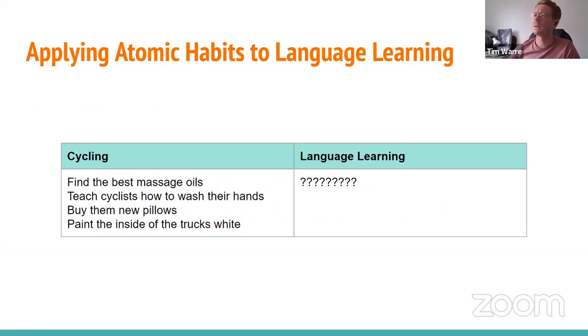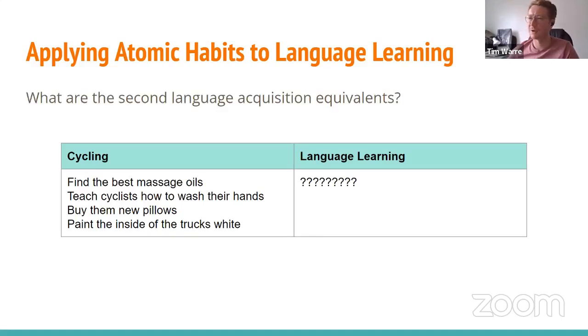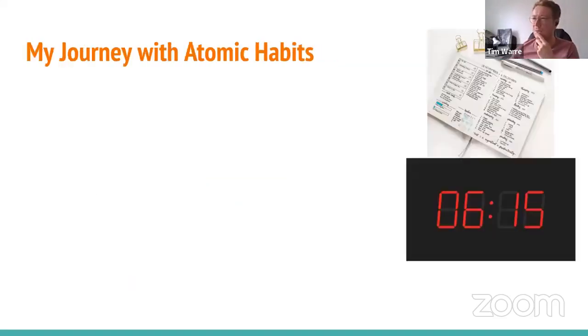So what we're going to look at during this talk is trying to think of, we have these finding the best massage oils, teaching cyclists how to wash their hands, buying them new pillows, painting the inside of the trucks white. What are their second language acquisition equivalents? Okay, what are things that we can do to help? Habits we can encourage our students to acquire that could have similar effects in the classroom and outside of the classroom. More on this later. We're going to talk a little bit about habits of effective students later on.